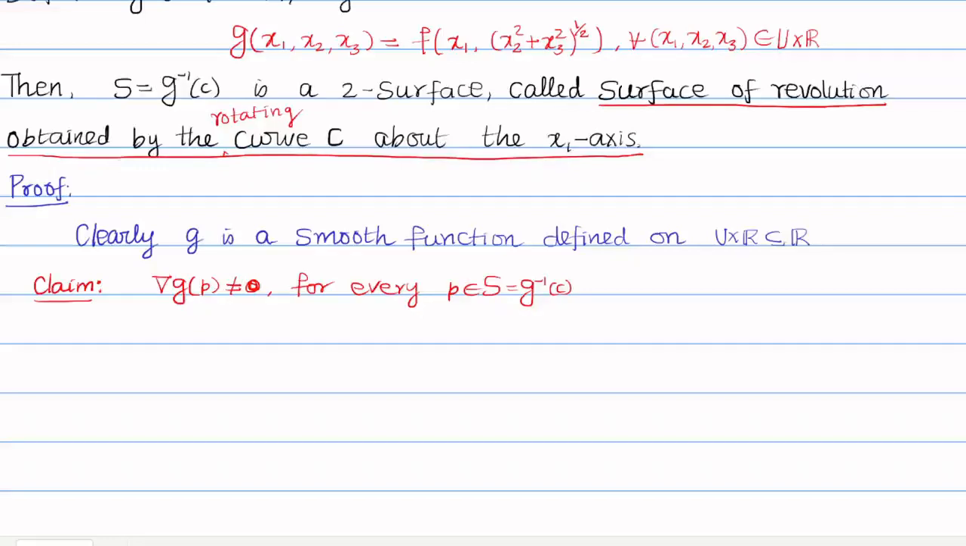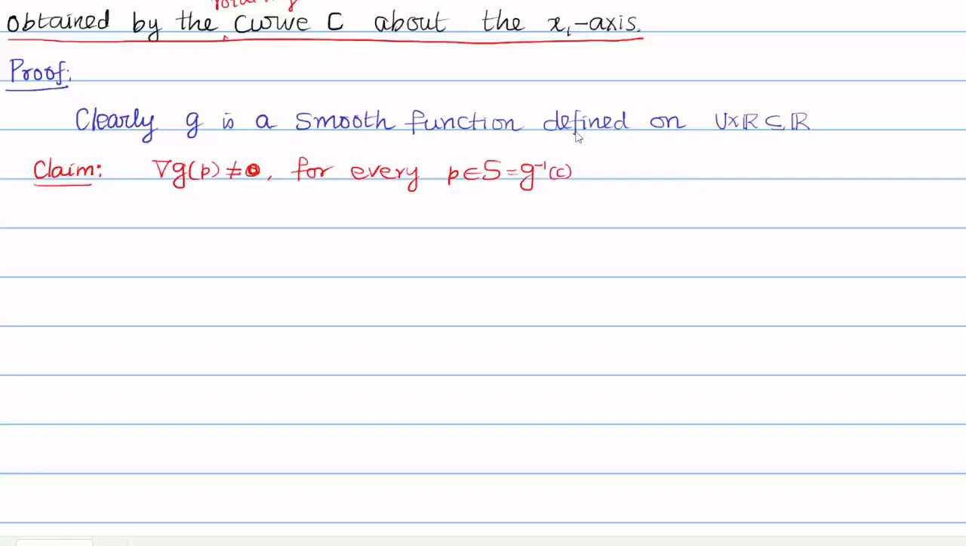அப்படின்னு நான் சொல்ல போறேன். ஓகே, சரி, இப்போ எப்படி சொல்ல போறேன்னு பார்க்கலாமா? So let us prove this. So first suppose this p belongs to my capital S ஆ இருக்குது. அப்படின்னு என்ன அர்த்தம் அப்படின்னா, this implies that g of P1, P2, P3 is equal to g of p, which is going to be equal to the constant c.